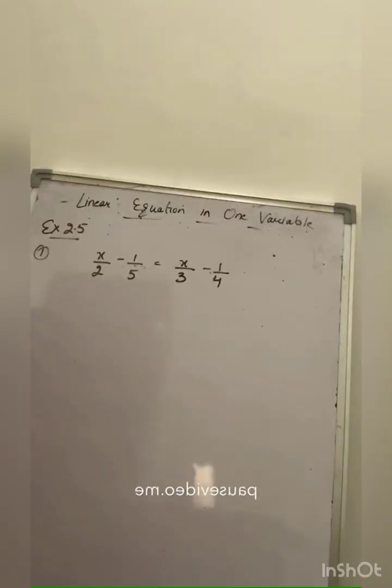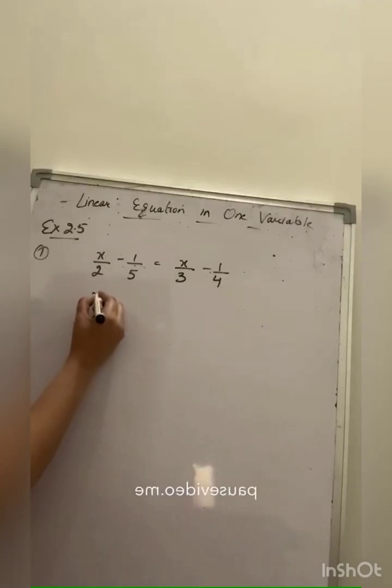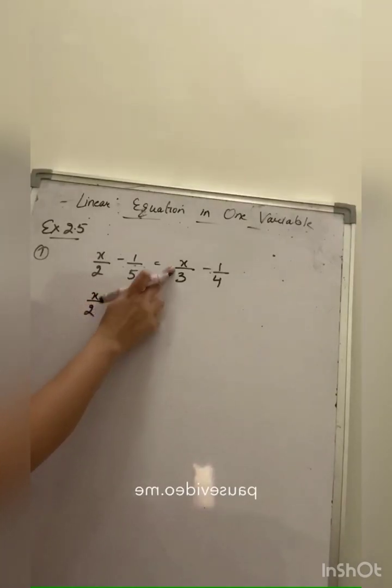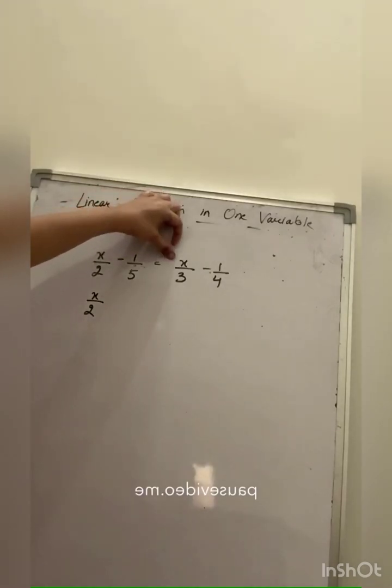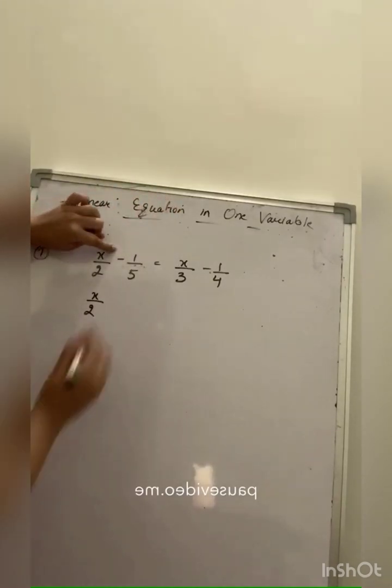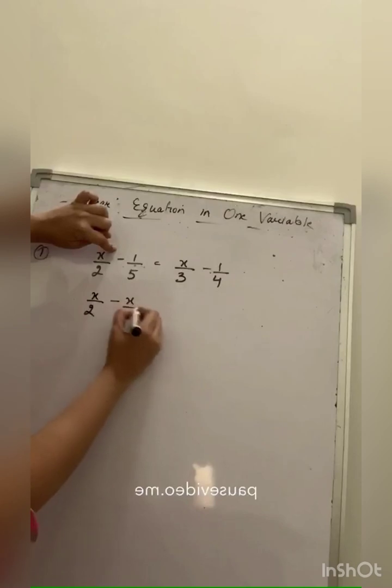See question number 1. x by 2 minus 1 by 5 is equal to x by 3 minus 1 by 4. So, in this question, what will be the first step? The first step is to bring the terms containing x together. Now see, x by 3 is with positive sign on the right hand side. When it will come to the left hand side, it will become negative.